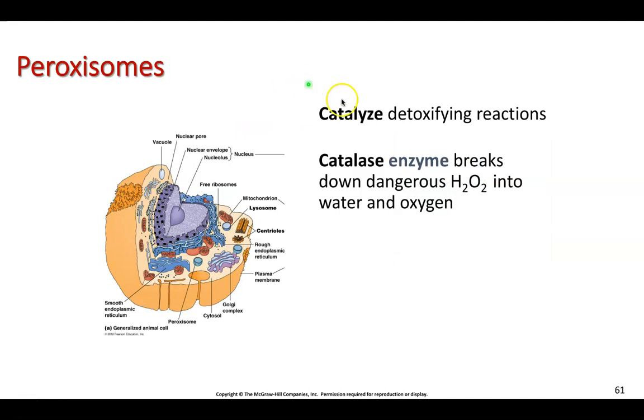Peroxisomes are simple. They are useful for breaking down H2O2, which is hydrogen peroxide. Hydrogen peroxide is very bad, but we have peroxisomes in our cells, which contain an enzyme that breaks down H2O2 into water and oxygen, which we are fine with.